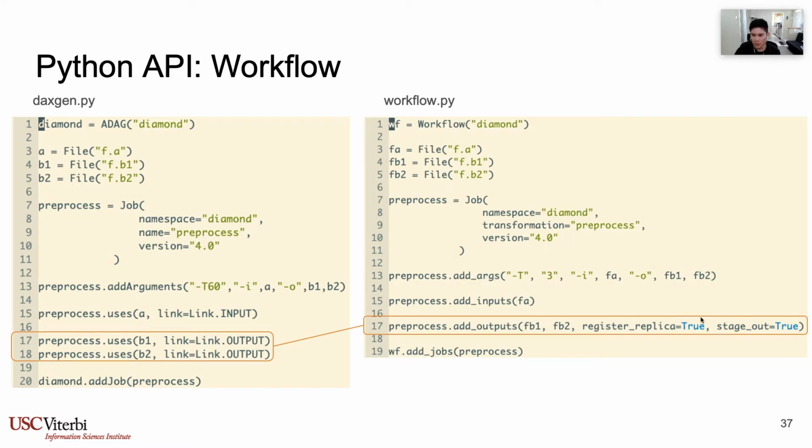Then we have these two flags, and these are the default values. Register_replica equals true, which is what I mentioned in the beginning of the presentation. And so that just means that all of these files associated with this function call here, when the outputs are produced by the job, these outputs will be registered in your output replica catalog. Stageout equals true means that these jobs will be sent to your output directory.